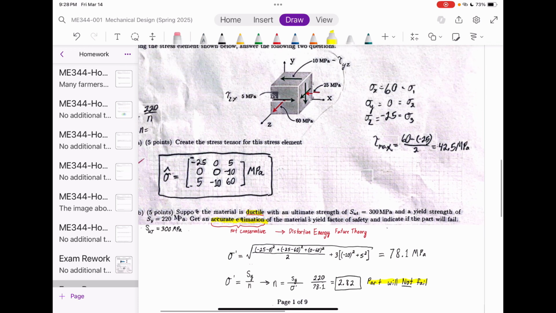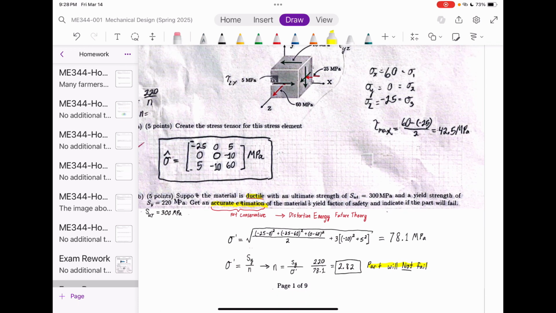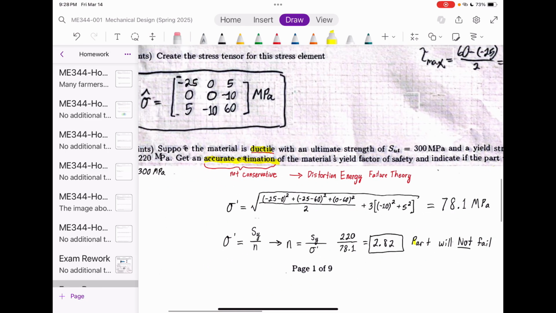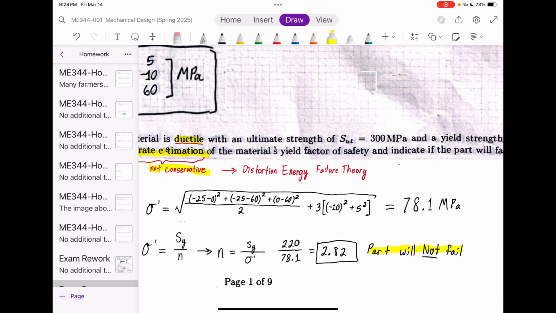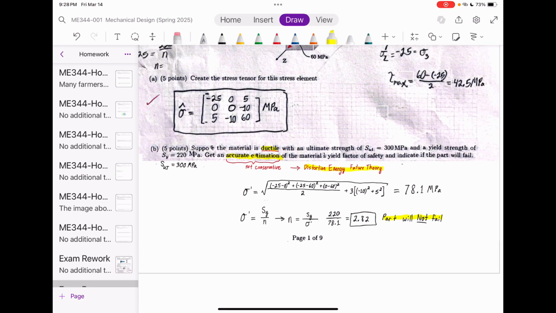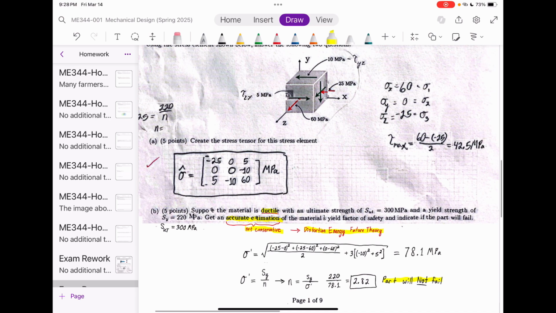To solve this problem, it's pretty simple. You use the flow chart on the equation sheet that you gave us to determine that it's not going to be conservative, because we want an accurate estimate, and then from there it points us right at the distortion energy failure theory.